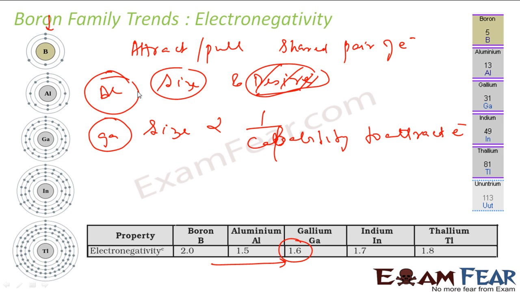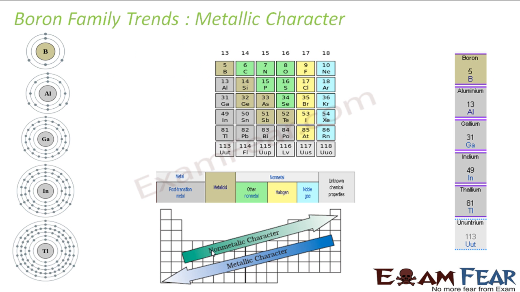Since aluminium is bigger than gallium, right, gallium has more capability to attract electrons as compared to aluminium because gallium's size is less. So gallium has more electronegativity than aluminium. Let's talk about the metallic character.